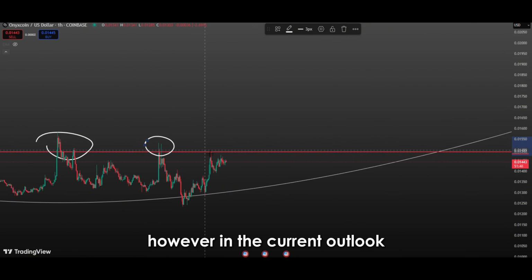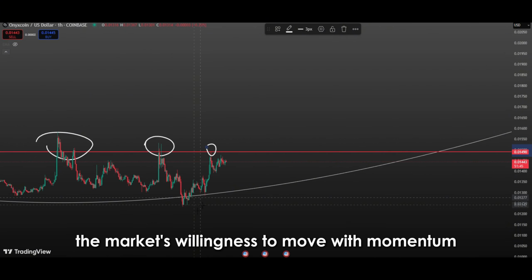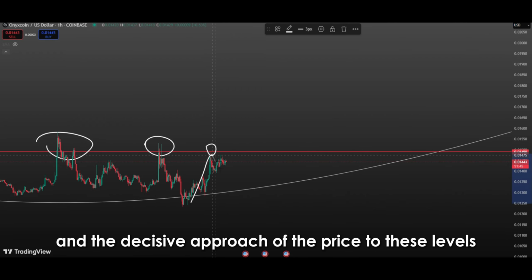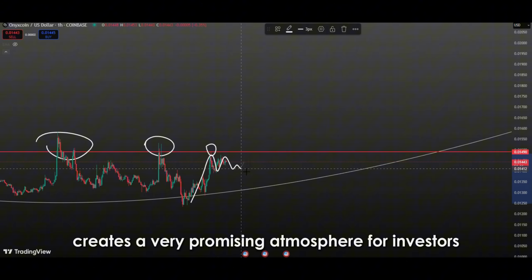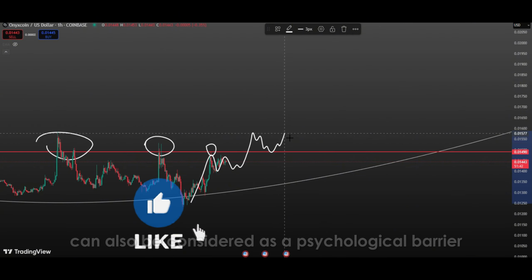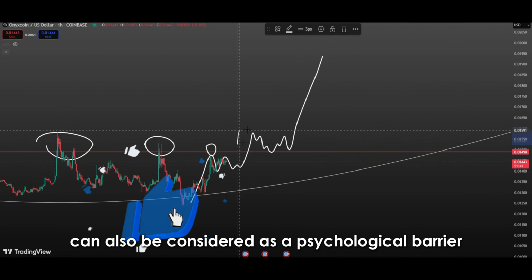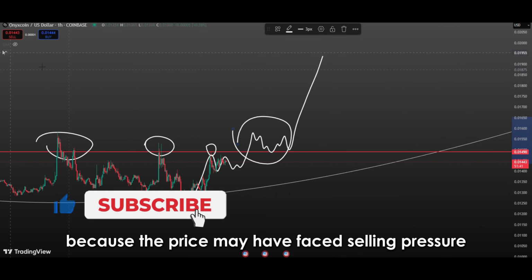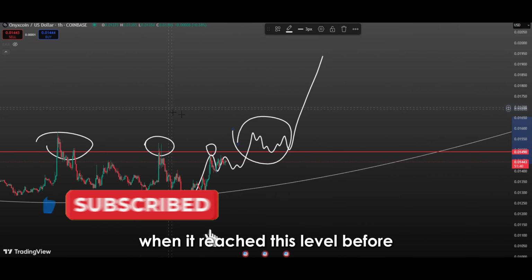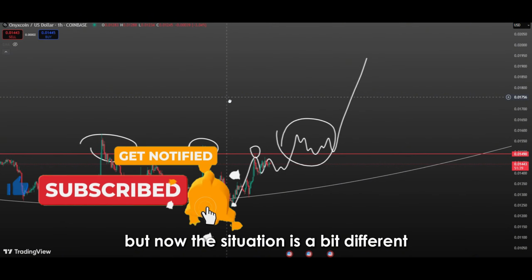However, in the current outlook, the market's willingness to move with momentum and the decisive approach of the price to these levels creates a very promising atmosphere for investors. This resistance level can also be considered as a psychological barrier, because the price may have faced selling pressure when it reached this level before. But now the situation is a bit different.